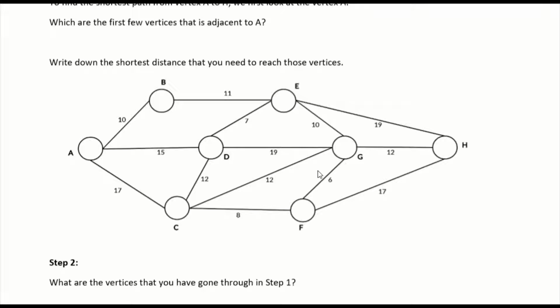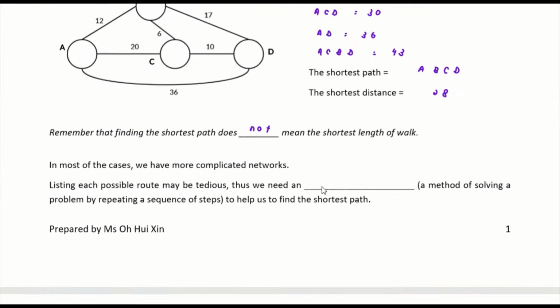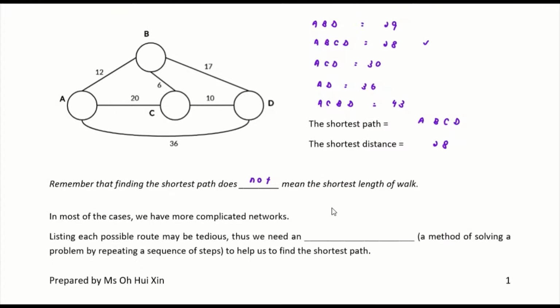So you can imagine there will be a very long list if you are going to use inspection or listing of all the possible routes. So that's why listing everything might be quite tedious. If we want to do that, it will use a lot of energy and time as well. So for a much more complicated network, we will try to use an algorithm to help us solve the problem. So what is meant by algorithm?